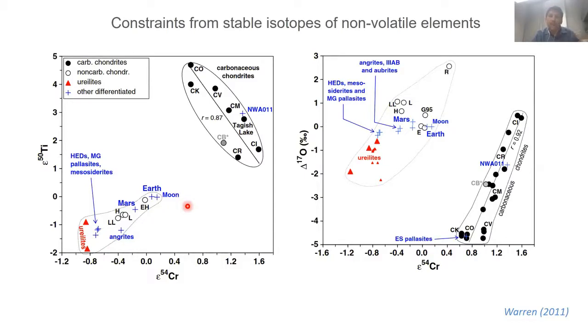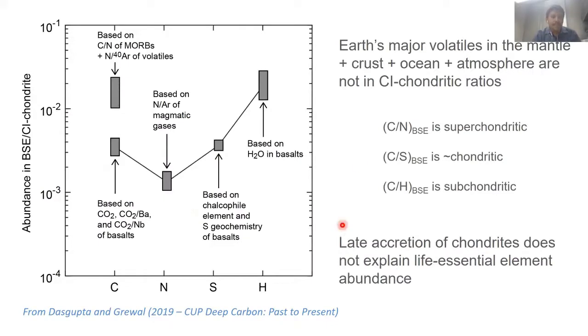So while the volatile elements can point towards carbonaceous chondrites as the chief building blocks for volatiles, the non-volatile stable isotopes point towards enstatite chondrites being the chief materials that made our planet. So clearly there is a debate in that sense. As it turns out, you don't even need to resort to these isotopes. Actually, if you plot the elemental abundances of some of the major volatiles like carbon, nitrogen, sulfur, or hydrogen, what I'm plotting here is the abundance in the bulk silicate earth normalized by CI chondrite.